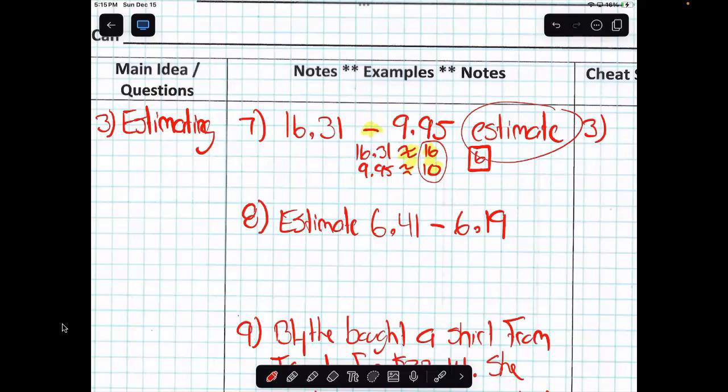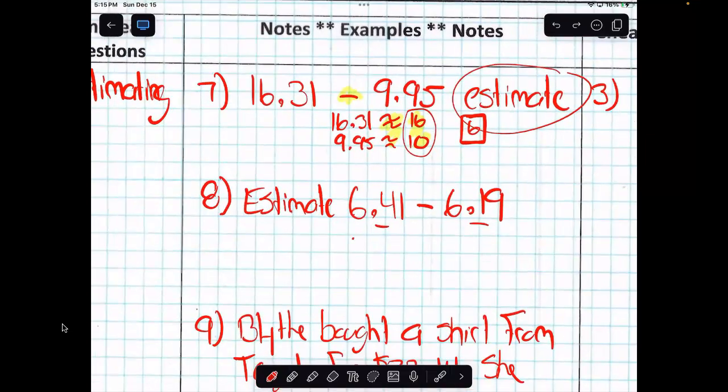If we are going to round 6 and 41 hundredths and 6 and 19 hundredths to the nearest whole number, it would be 6 minus 6, which is 0. So we can't do that. So if you wrote that, you can erase it. In your brain, though, you guys are very capable of turning 6 and 41 hundredths into about 6 and 4 tenths, or 6 and 40 hundredths, depending if you want to add that 0 or not.